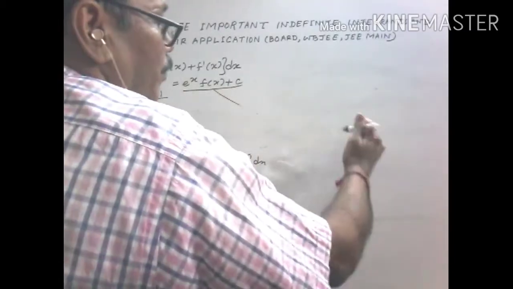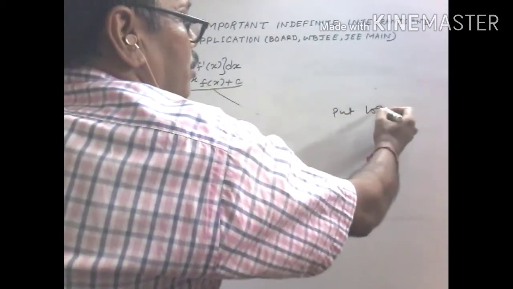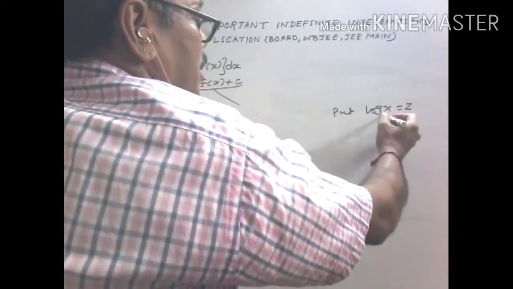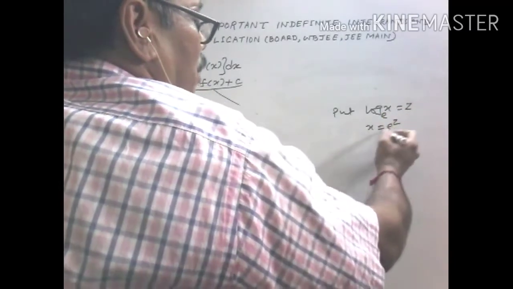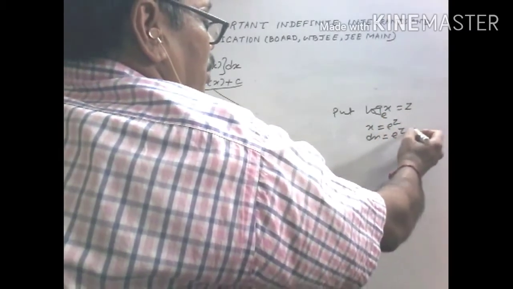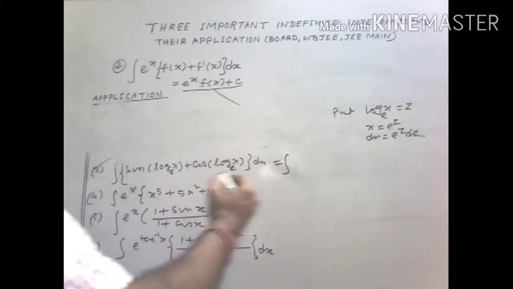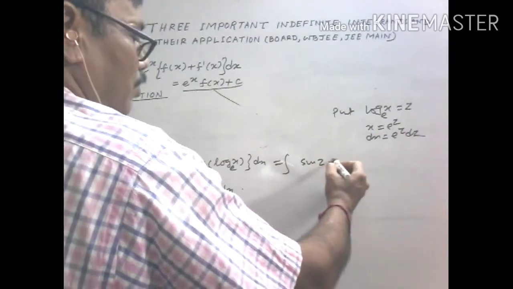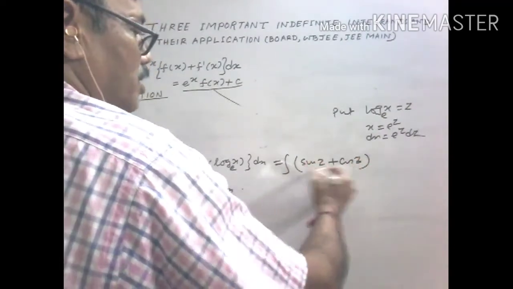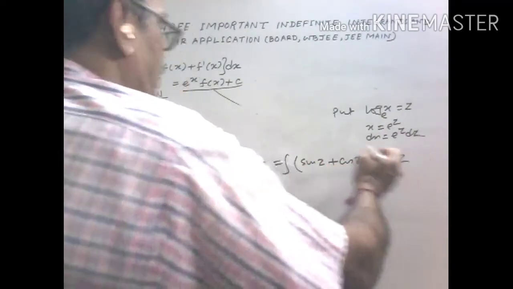So look, problem number 3. Put log x equals z. Base is e. So what is x? e to the power z. So dx equals e to the power z dz. So now problem number 3: this is sin z and this is cos z. So what is dx? e to the power z dz.